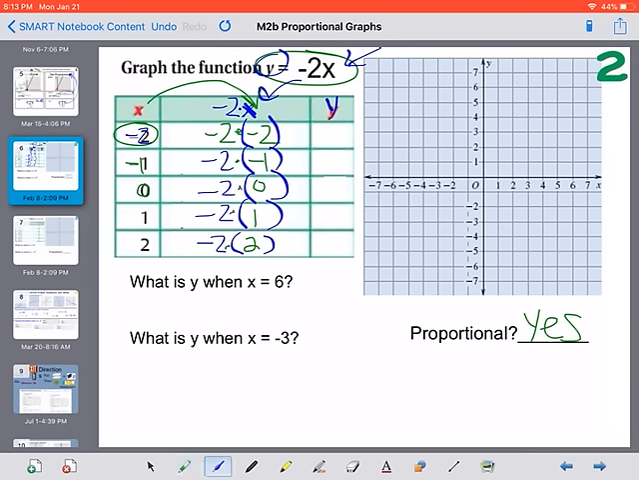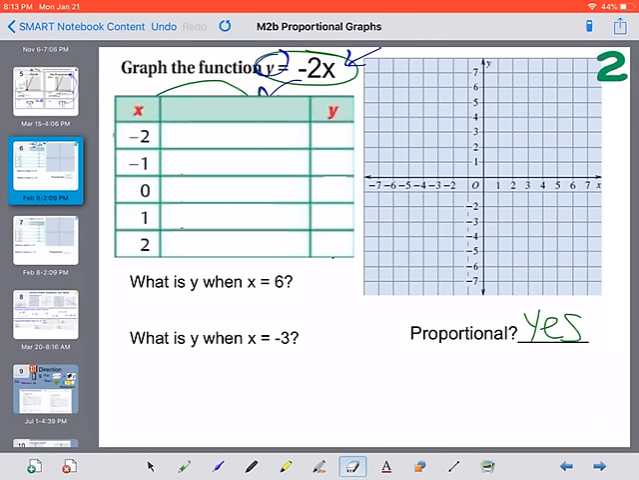So first, negative 2 times negative 2. A negative times a negative makes a positive. Then same thing here. Negative times a negative makes a positive. 2 times 1 is 2. 2 times 0 is 0. Negative 2 times 1 is negative 2. And negative 2 times 2 is negative 4. You can also see a pattern. We go down by 2 each time.